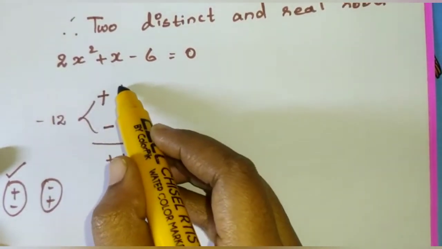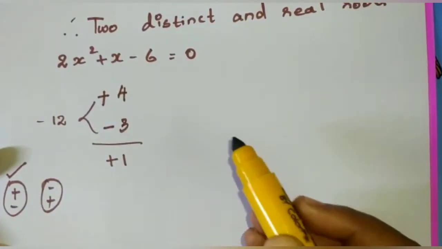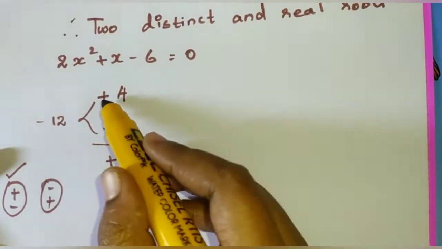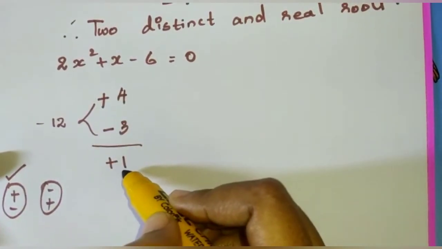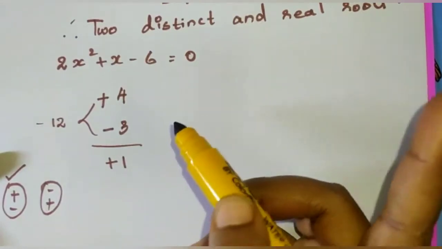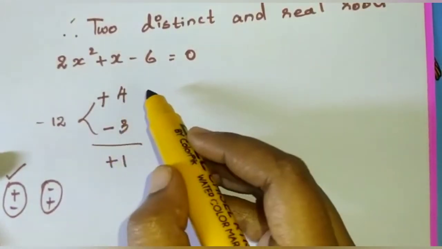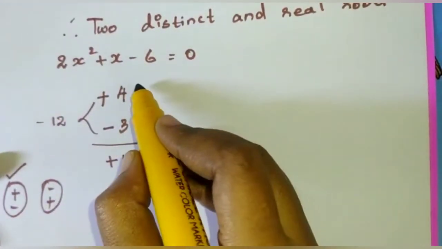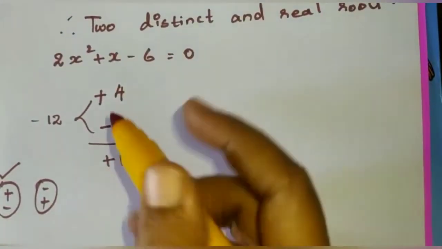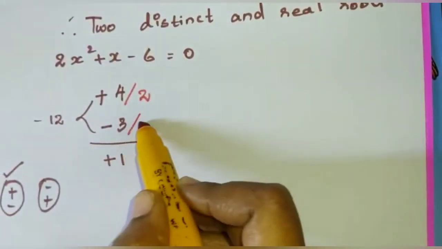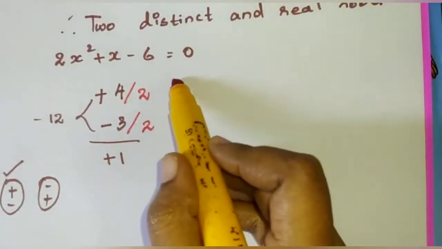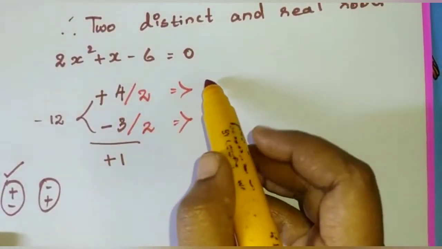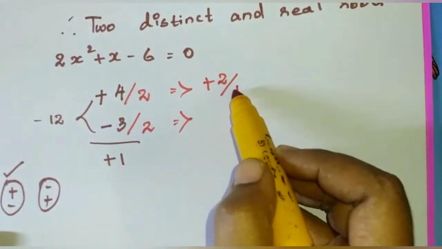Then 12. How will you get 12? 4 3s are 12. So shall we check whether we are getting plus 1? Bigger number sign is positive and both the signs are different, so you have to subtract. 4 minus 3 is 1. Okay. Then what you have to do? See whether you have any number with the x squared term. Yes, we have a number. 2 divided by 2. If we can cancel, we have to cancel it. So both the numbers are cancelled by 2. So plus 2 divided by 1.